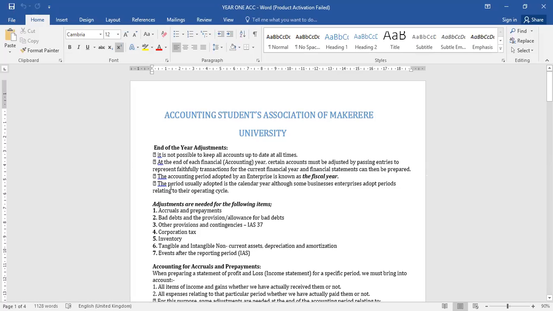In other words, these end of year adjustments include the following: accruals and prepayments, bad debts and the provision or allowance for bad debts, other provisions and contingencies, corporation tax, inventory, tangible and intangible non-current assets, depreciation and amortization, etc.